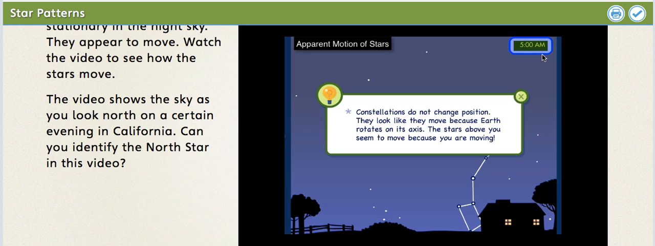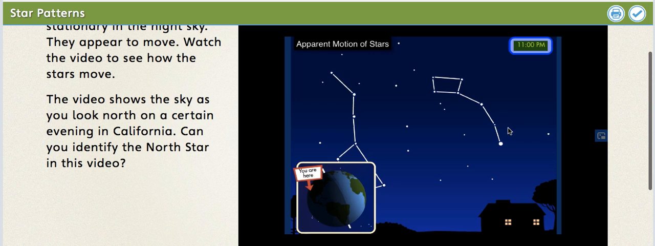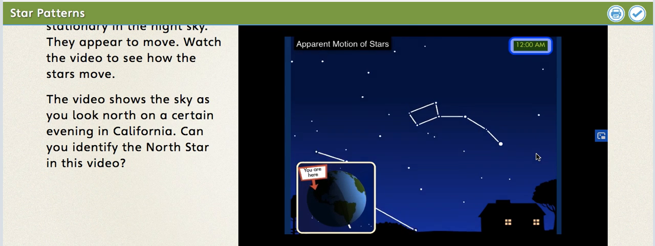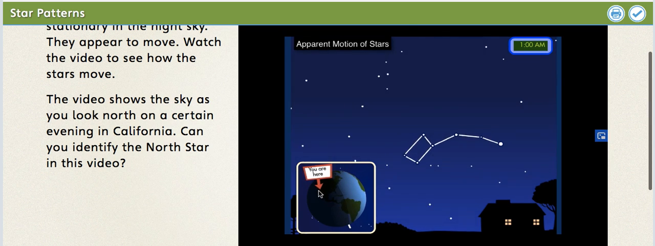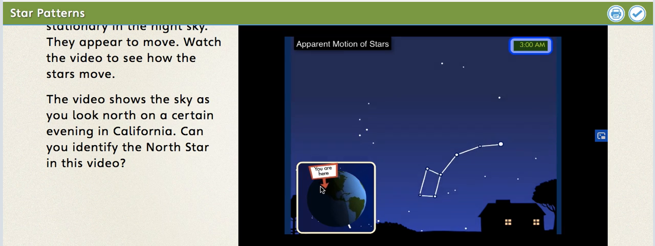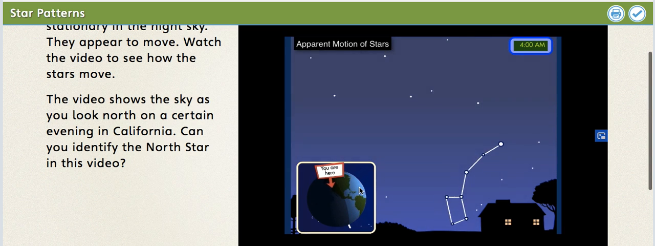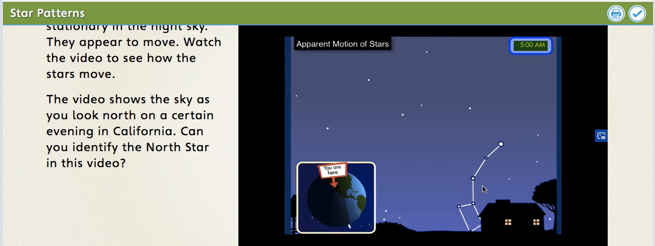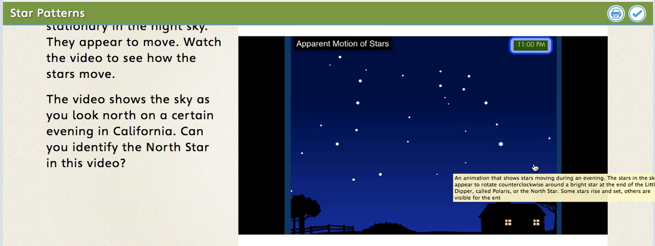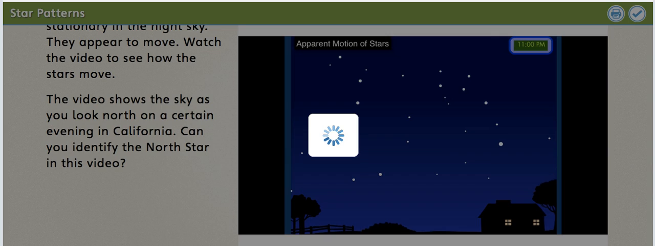So actually, constellations do not change position. They look like they move because Earth rotates on its axis. The stars above you seem to move because you are moving. So that's what is actually happening. If we are here, this is how the Earth is rotating around its axis, and this is why the constellations appear to be moving.